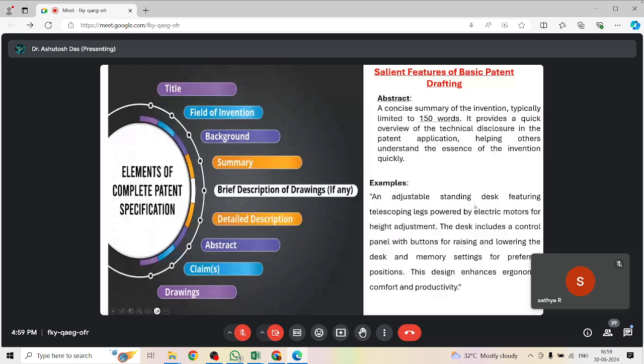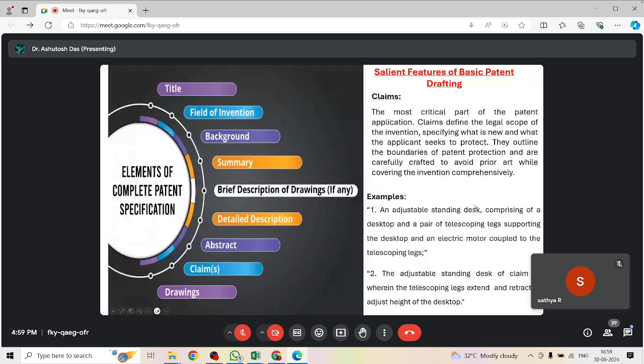At the end, you can write that. Then claims. This is the most important part of the patent. Claims define the legal scope of the invention, specifying what is new. So, what is new in your work legally, that comes in claim. And what applicants need to protect. Now, what you don't want others to take, you are claiming protection of that. Nobody else should do that. That comes in claim. But claim should be based upon your other specification details. Otherwise, how can claim come on that? Based on that only, you have written claims. They outline the boundaries of the patent protection.